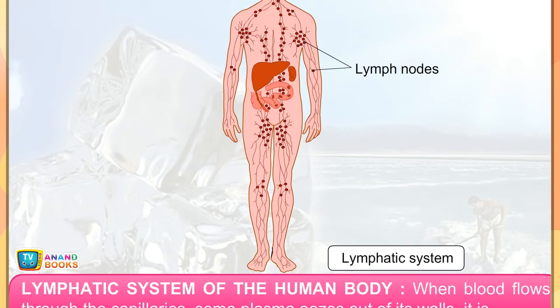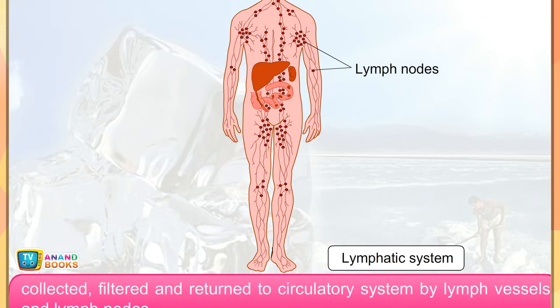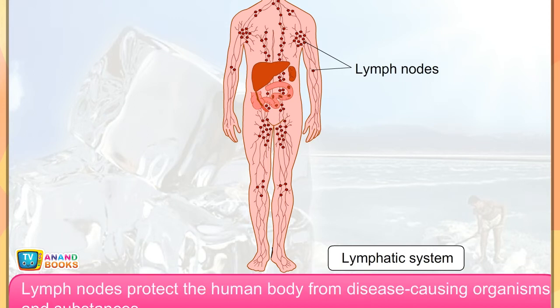Lymphatic system of the human body. When blood flows through the capillaries, some plasma oozes out of its walls. It is collected, filtered and returned to the circulatory system by lymph vessels and lymph nodes. Lymph nodes protect the human body from disease-causing organisms and substances.